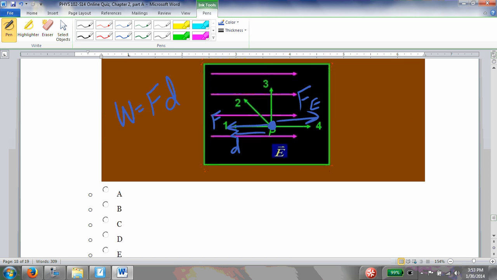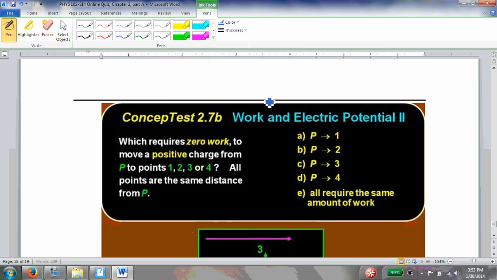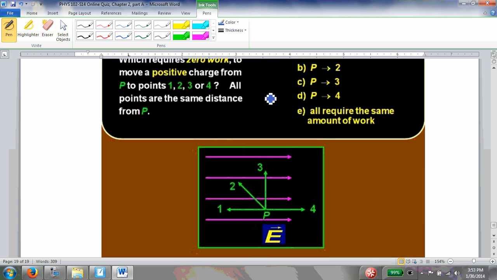Which requires 0 work? Requiring 0 work means moving along path 3 from P to point 3. The reason it requires 0 work, if you recall, is that work wasn't just force times displacement, but F D cosine theta, where theta is the angle between F and D. In this case, that angle theta is 90 degrees, and the cosine of 90 degrees is 0, so the work would equal 0.